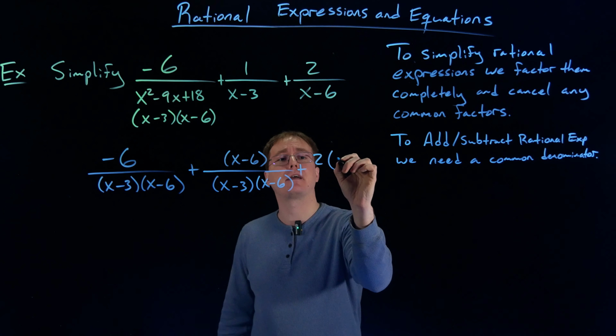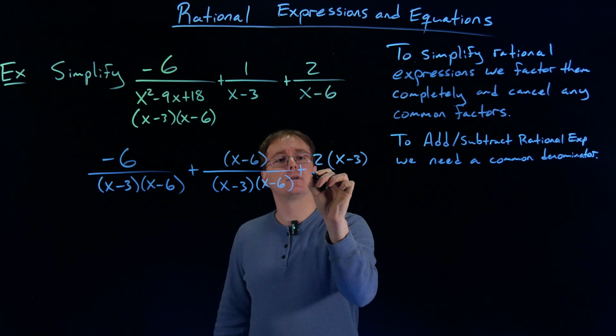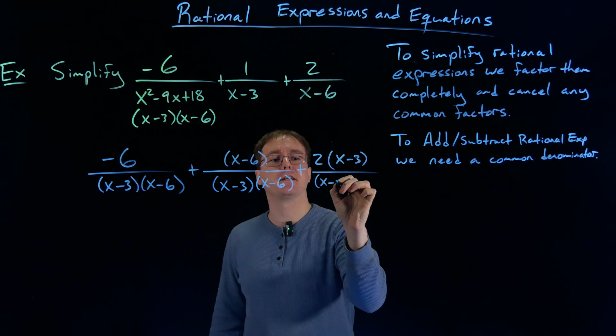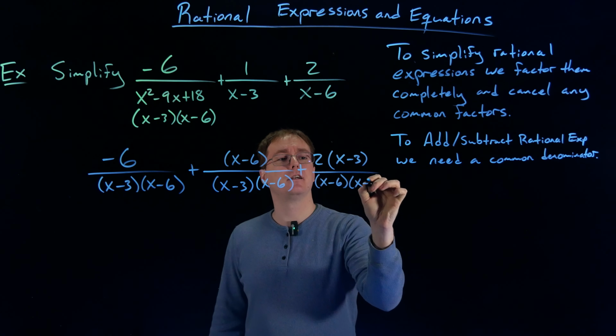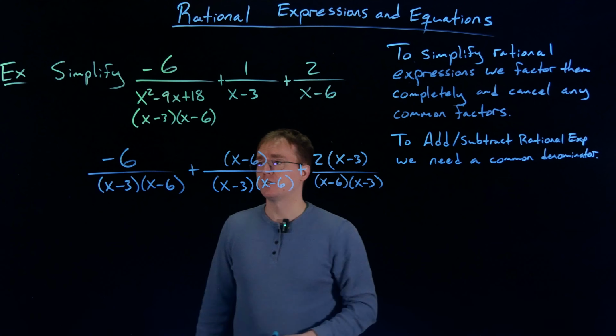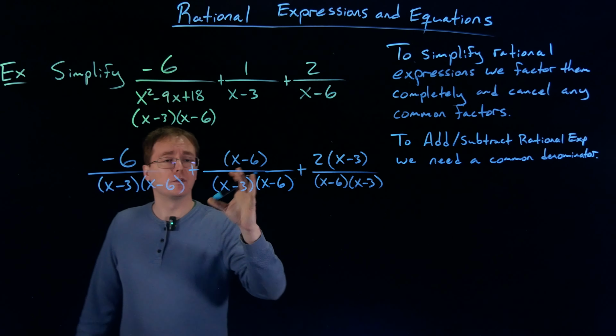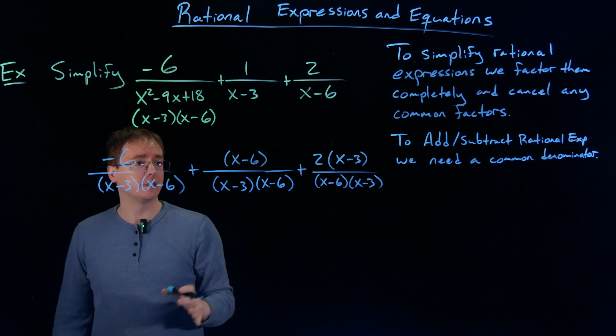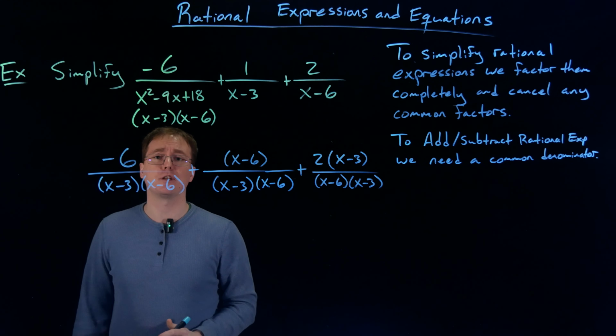We're doing something similar over here for our third rational expression. It's missing the factor of x minus 3. So we have to introduce that missing factor of x minus 3 to both the numerator and the denominator. So after rewriting all of our fractions with the least common denominator of x minus 3 times x minus 6, it's going to look something like this.